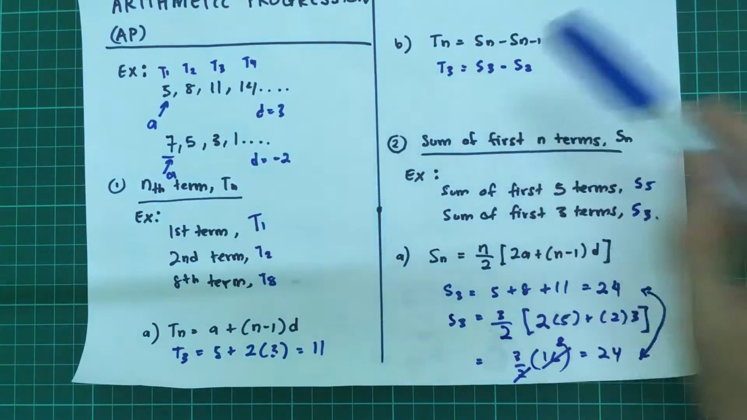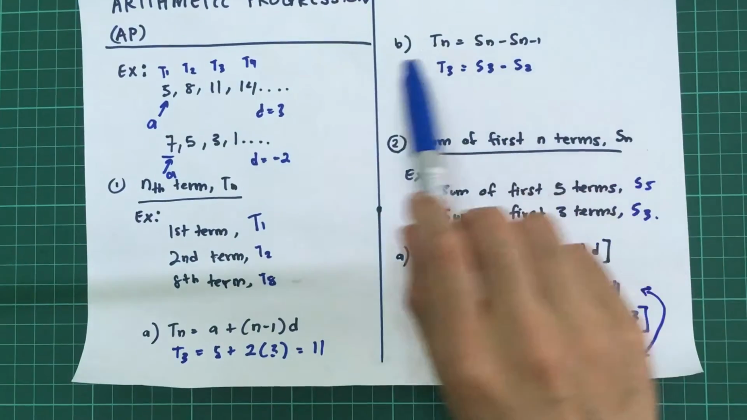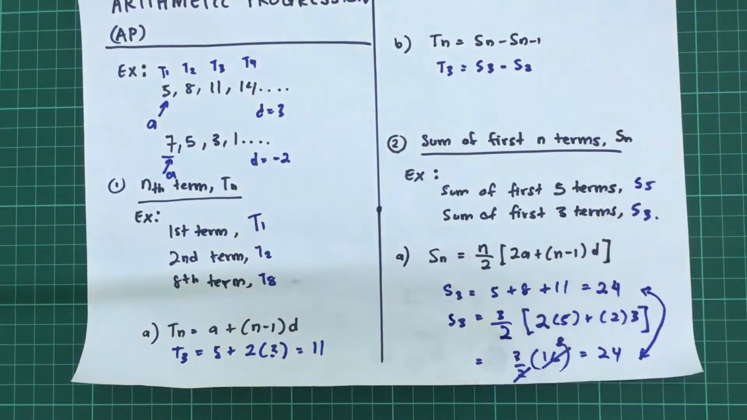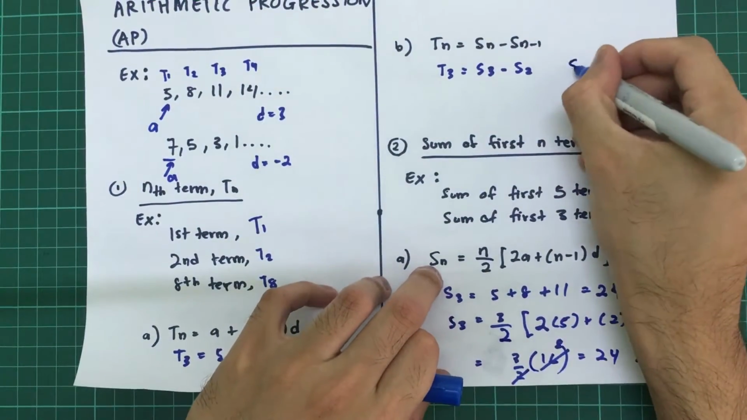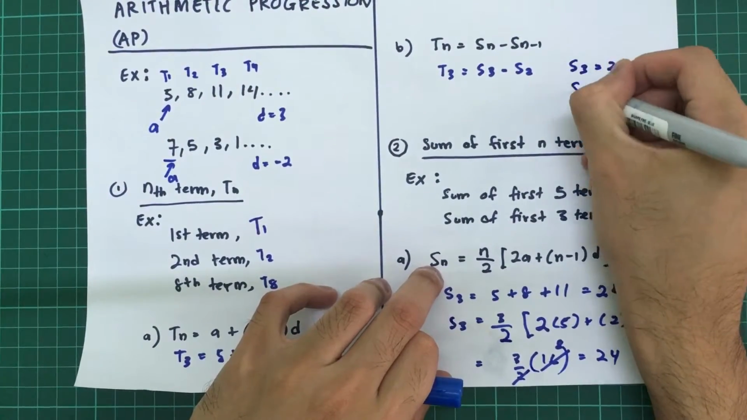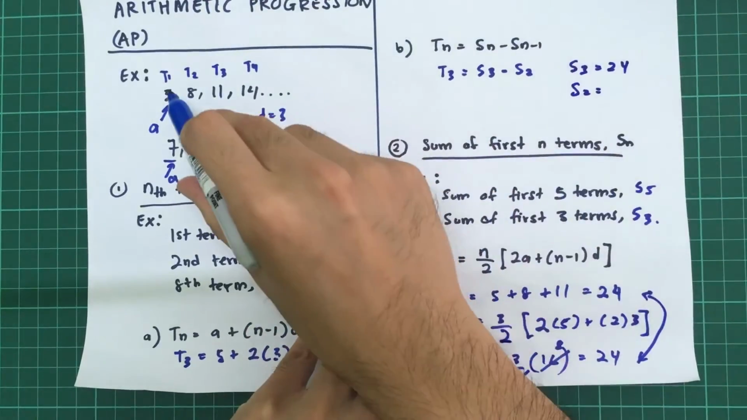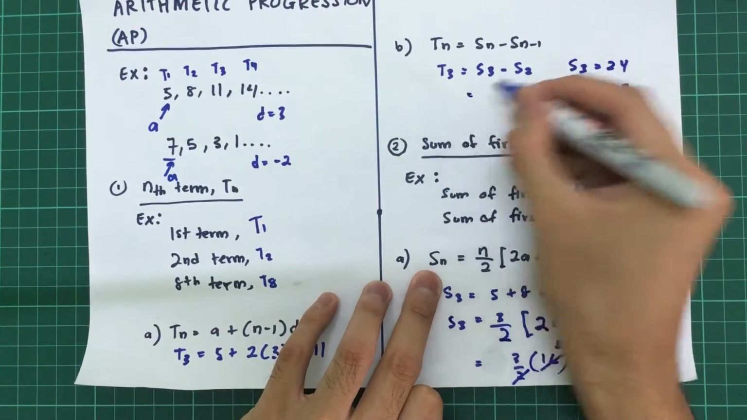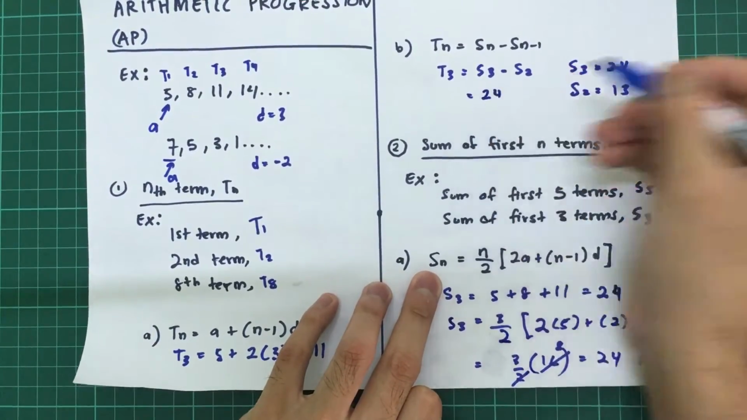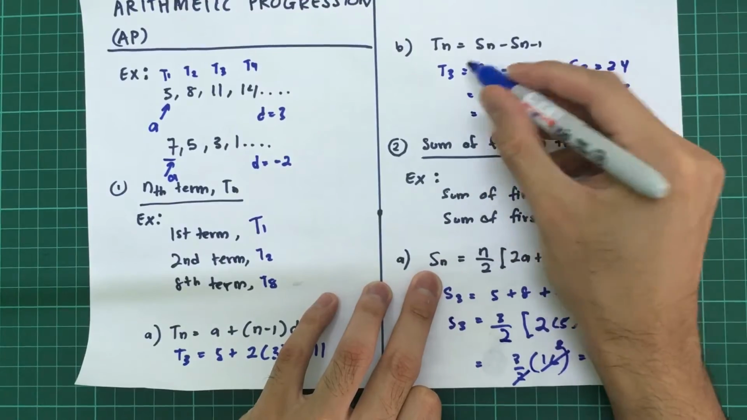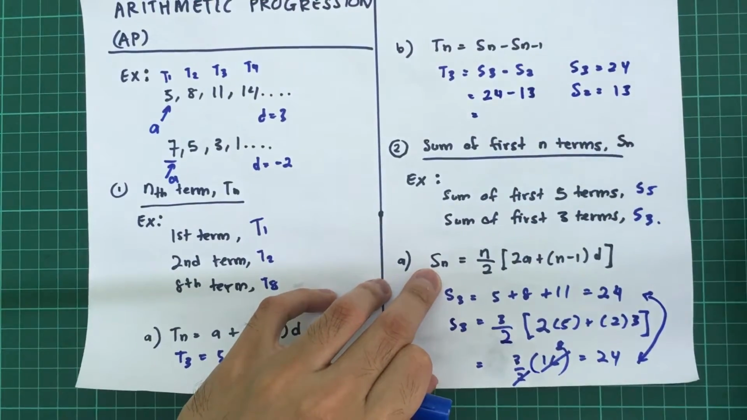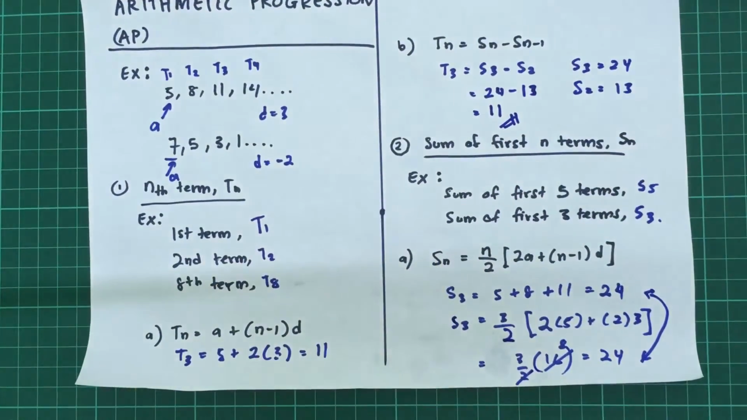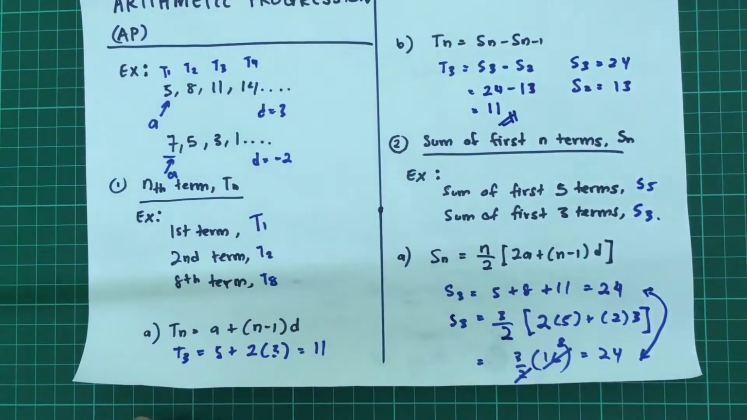Okay, so let's go back to this. So let's say we want to find T3 by using the first example, T3 equals S3 minus S2. We know that S3 now, it's 24. What's your S2? The sum of first two terms, 5 plus 8, which is 13. So S3, it's 24. Minus 13, you're going to get your third term, which is 24 minus 13, which is 11. And then there you go. That's the answer.